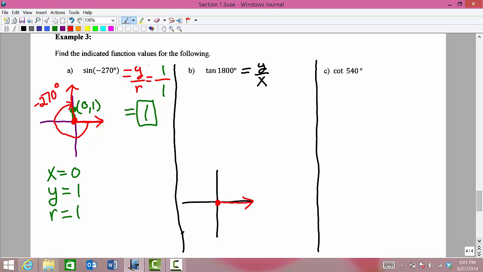Now I need to know how many rotations I have, and we could subtract 360 several times to figure out how many times I have a complete rotation, because 1800 is definitely more than one rotation. We're going to do a little bit of a shortcut here. We're going to do 1800 divided by 360 degrees. I want to know how many times 360 goes evenly into 1800.